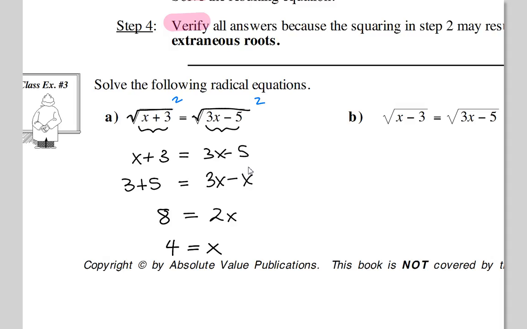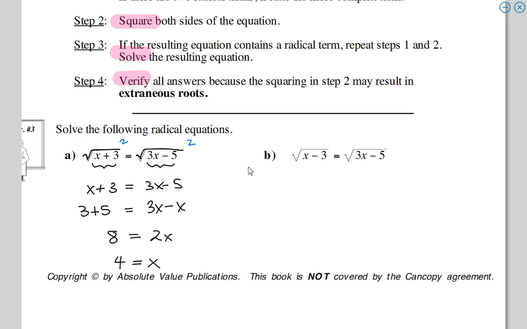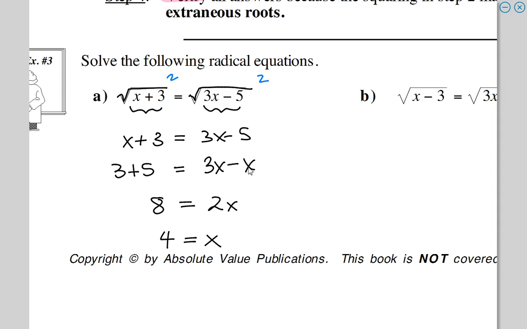Okay, next one. Oh, we have to verify. Did we verify? Okay, let's check it out. Punch in a 4, you get square root 7 on the left. What happens when you punch in a 4 on the other side? 12 minus 5 is 7. So that one's good. Root 7 equals root 7. Done deal.